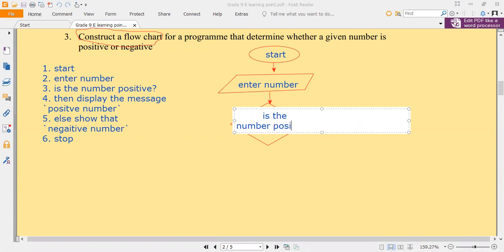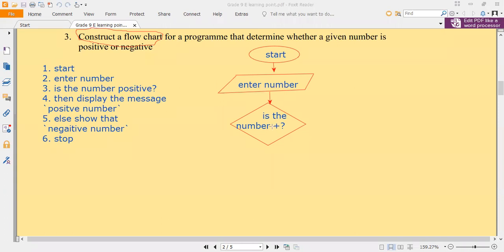Okay, you need to write the full word, but let me see if I can just abbreviate it. Is the number positive? But that positive must be written in words. Is the number positive? We need to ask our questions. Now here we are going to take an inventory to say, if this number is positive, then we need to display the message.